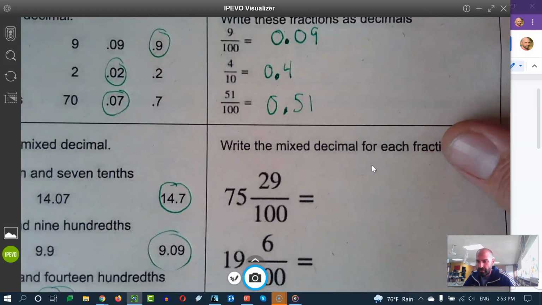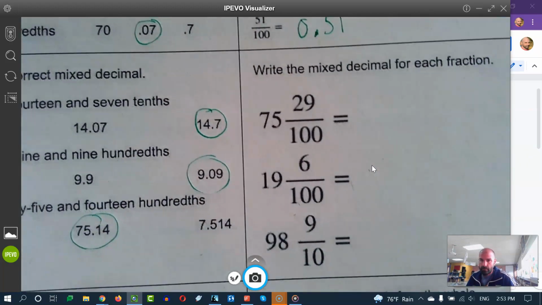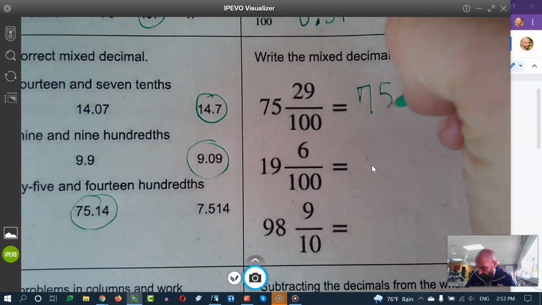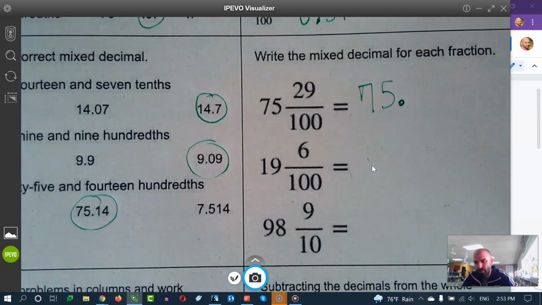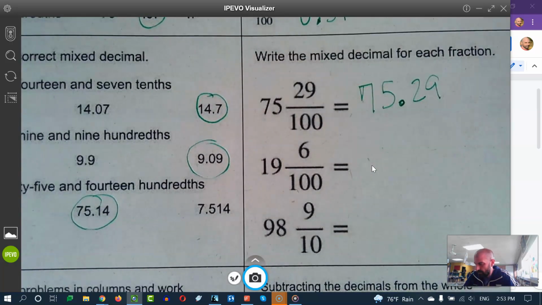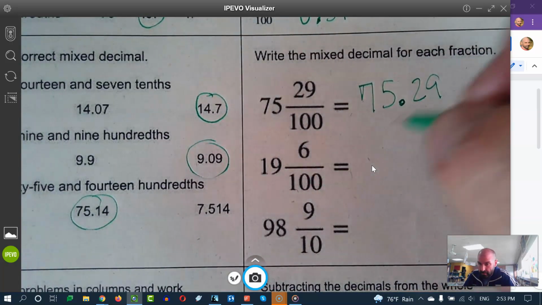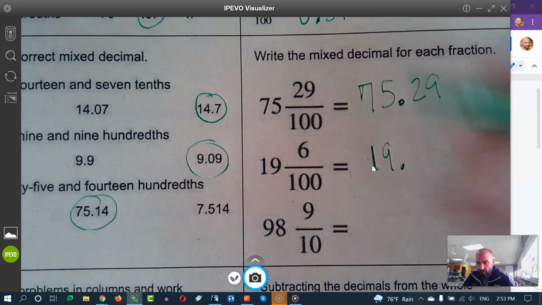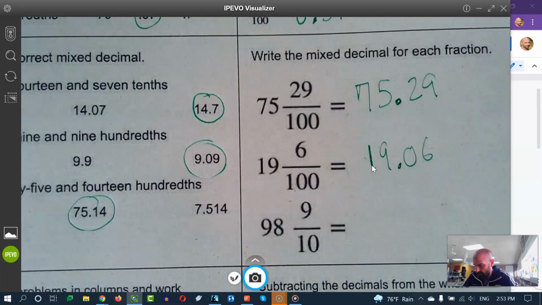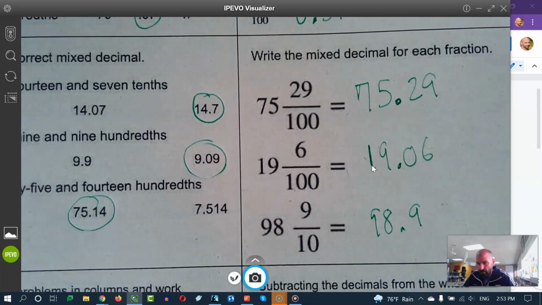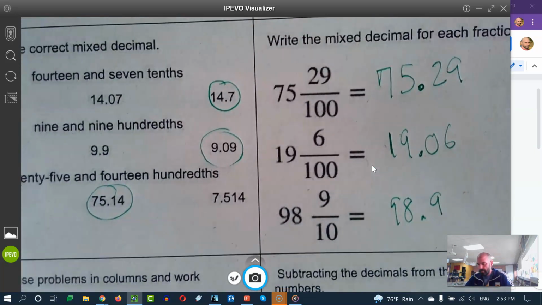All right, here we go to writing mixed decimals. 75 and 29/100ths. So I just write my whole number 75. I shouldn't say whole number, my numeral. Whole number? Yeah. And 29/100ths. 19 and 6/100ths. 19. 2 digits to the right, that's what hundredths are. One of those digits needs to be a 0 because I just have a 6 there. And we have 98 and only 1 digit to the right, 9/10ths. So that was writing mixed decimals.